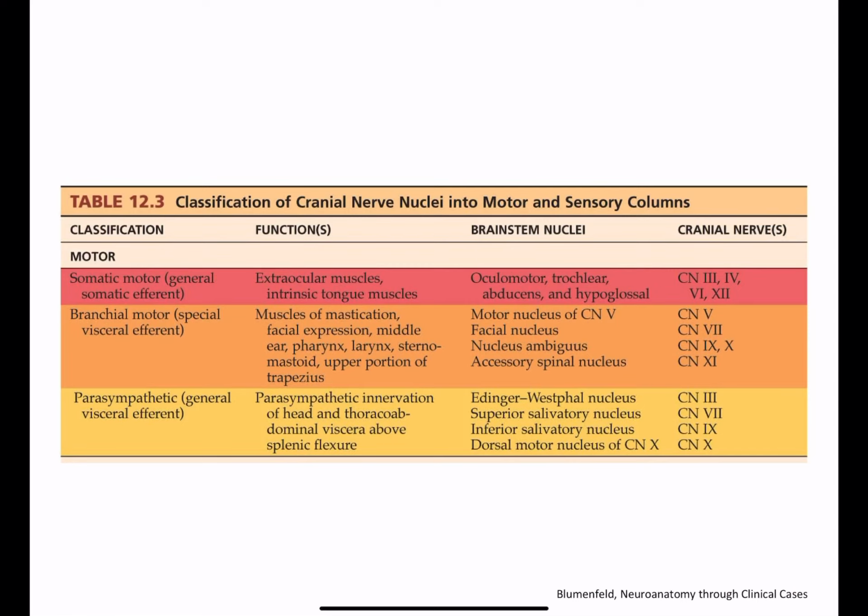Anyhow, what we said was Edinger-Westphal was for oculomotor nerve, superior salivatory for facial nerve, inferior salivatory for glossopharyngeal, and then I have the dorsal motor nucleus of vagus. Even though it says dorsal motor nucleus of vagus, it's still the parasympathetic branch, so it's for the vagus nerve.